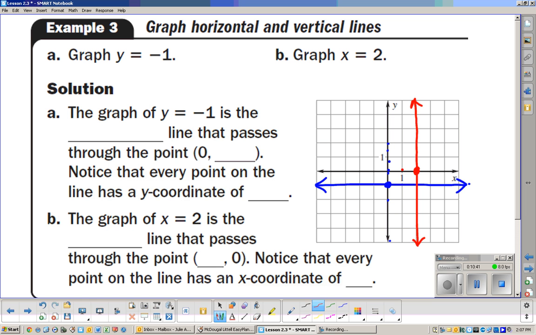I'll go back and fill in what it says to the left here because I know some of you like to have complete notes. So this would be a horizontal line that goes through the point (0, -1), and notice that every point on the line has a y-coordinate of -1. And the second one, the graph of x equals 2, is a vertical line that passes through the point (2, 0), and notice that every point on the line has an x-coordinate of 2.